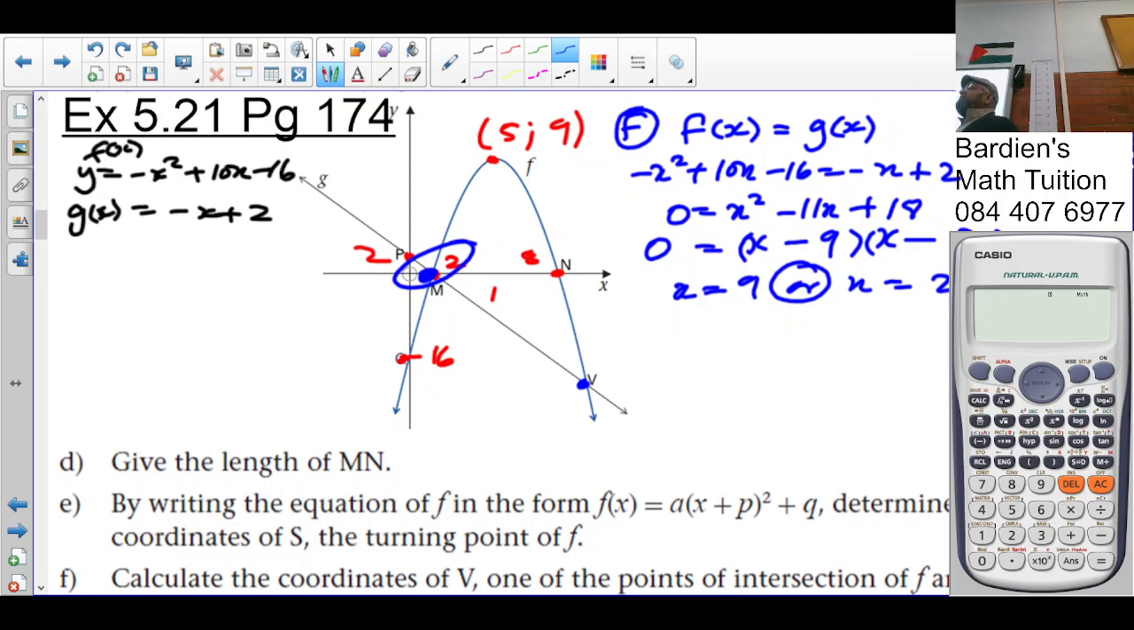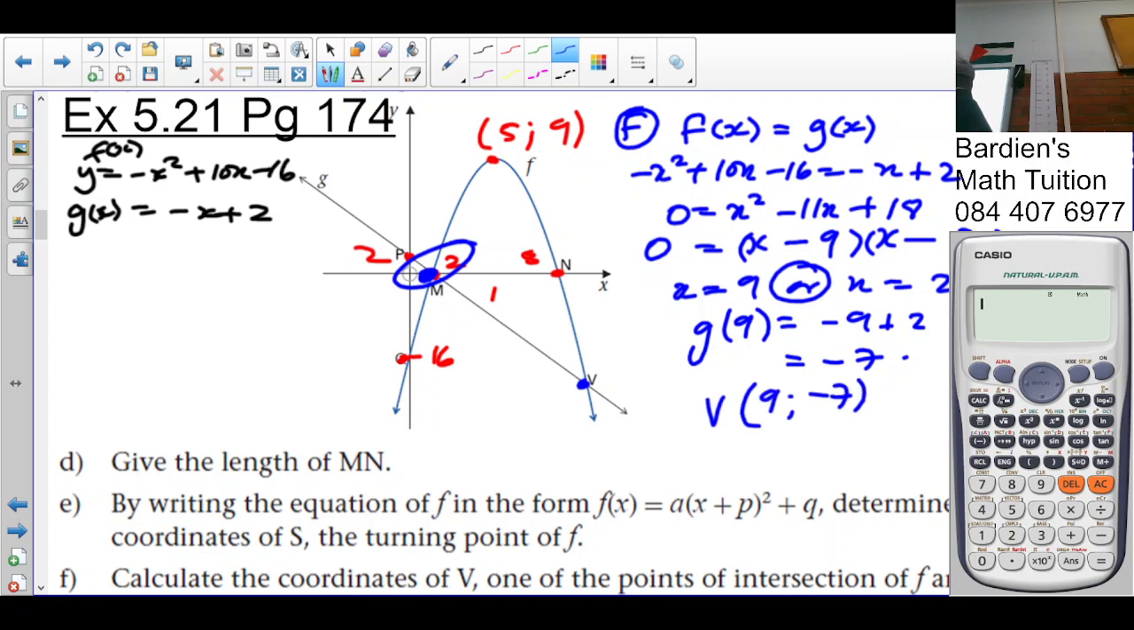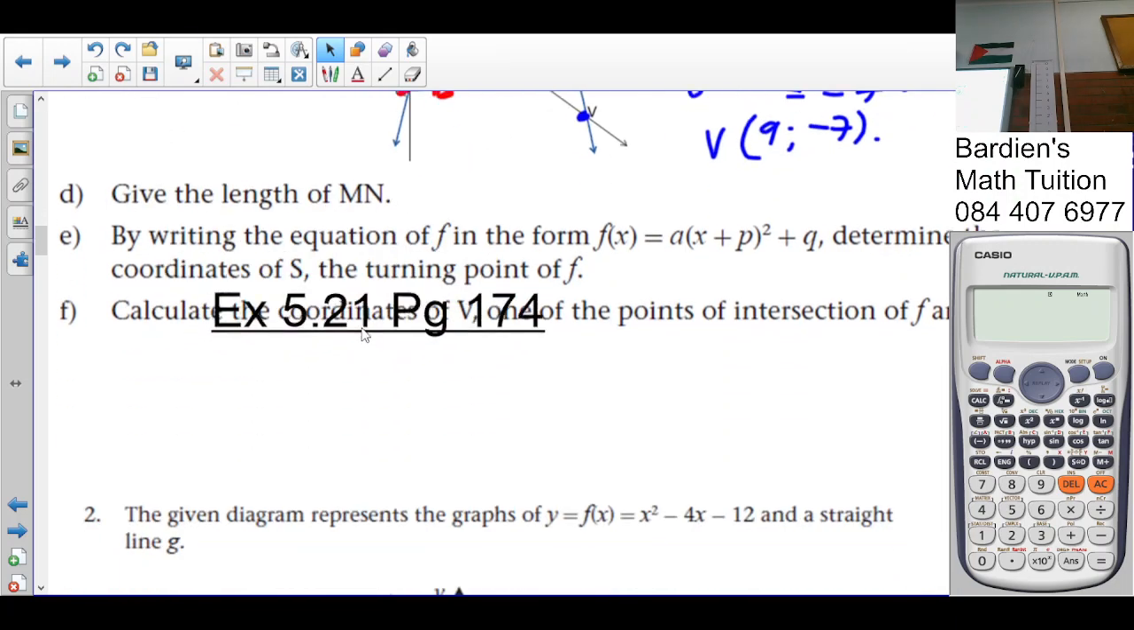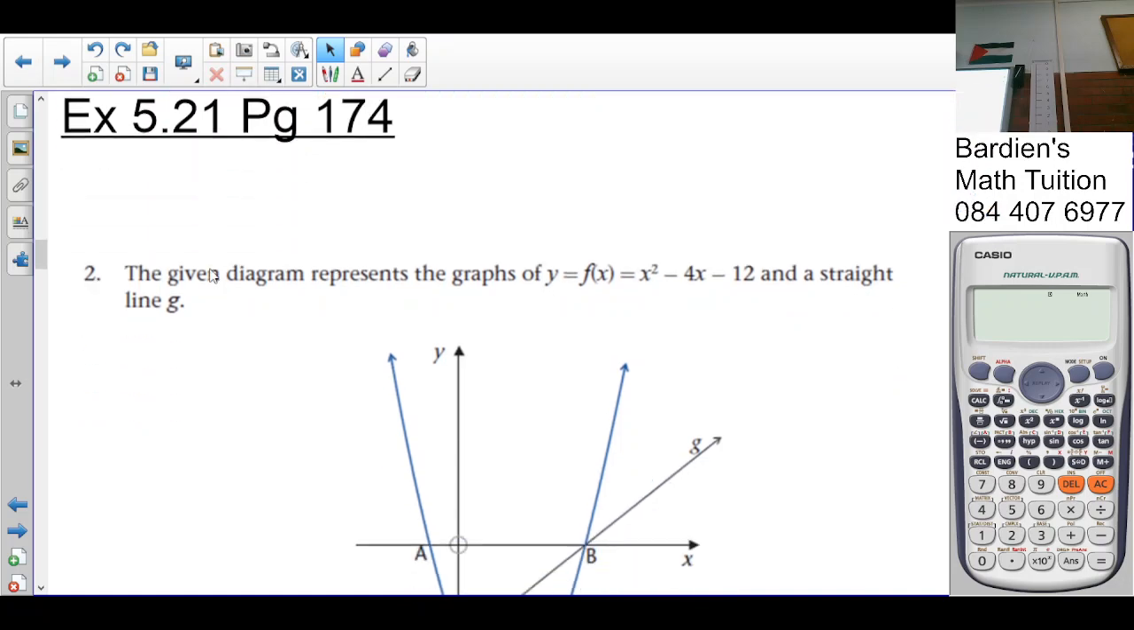So what do we do with 9? We either substitute into the straight line or into the parabola. We're going to go in the straight line in this case. So it's easier. So V is going to give you 9 and negative 7. Alright, any confusion here? Alright, let's carry on. Second one.